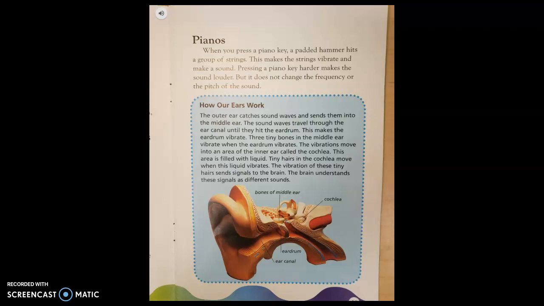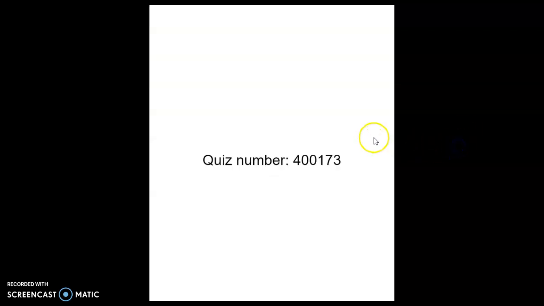Tiny hairs in the cochlea move when the liquid vibrates. The vibration of these tiny hairs sends signals to the brain. The brain understands these signals as different sounds. In this illustration, we see the bones of the middle ear, the cochlea, the eardrum, and the ear canal.